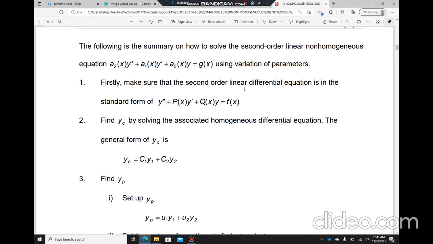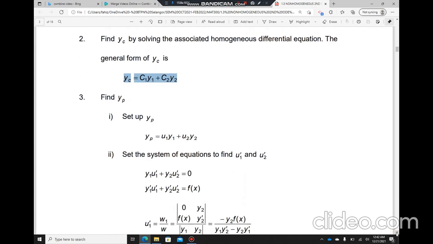First, make sure that the second order equation is in the standard form. Okay, first awak pastikan di dalam standard form and then cari YC. Find YC by solving the associated homogeneous equation. Yang ni sama macam undetermined coefficient. Maknanya awak cari yang sebelah kiri. So, awak akan dapat bentuk function ni YC equals to C1Y1 plus C2Y2. Step yang kedua ni dia sama dengan undetermined coefficient. Awak still kena cari complementary solution. Okay, next baru kita cari YP.